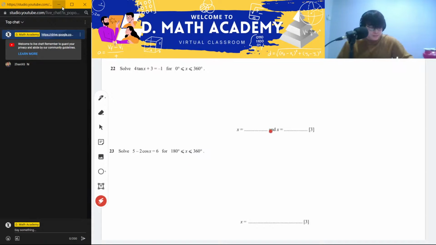Okay, last few questions. This one here will be testing you on your quadrant concept heavily. So let's have a look and rearrange to make tangent the subject first. When you rearrange this, you will get 4 tangent x equals -1 minus 3 first. You end up with 4 tangent x equals -1 minus 3, so in total you will have -4 here. And when you transfer the 4 away, you end up with -1.